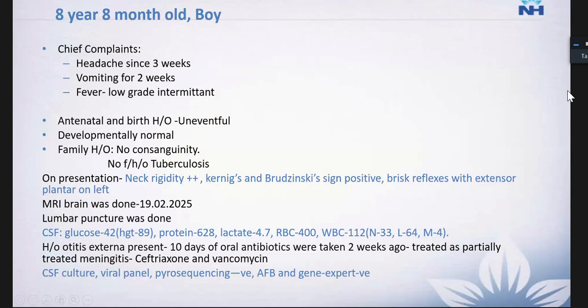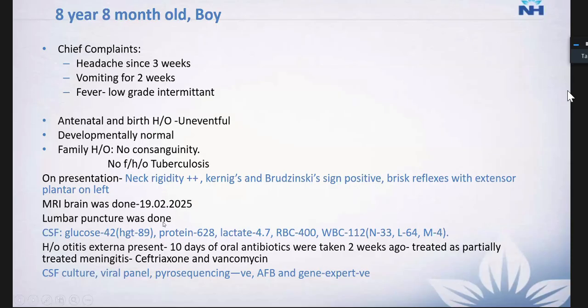Now, moving ahead, here is a very complex case that we came across in our institute. Here is an 8-month-old boy who had headache for 3 weeks, vomiting for 2 weeks, and low grade fever. On presentation, neck rigidity was present, and Kernig's and Brudzinski's signs were positive. Based on this, it was suspected that there might be an underlying infection.